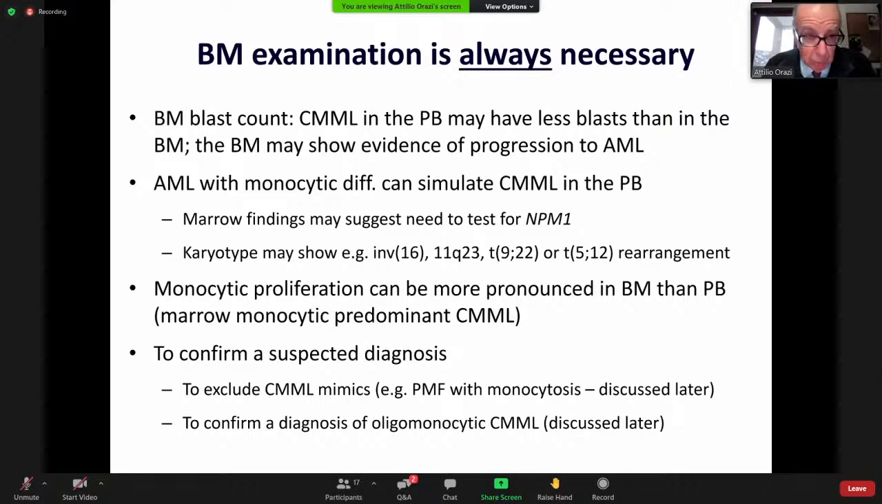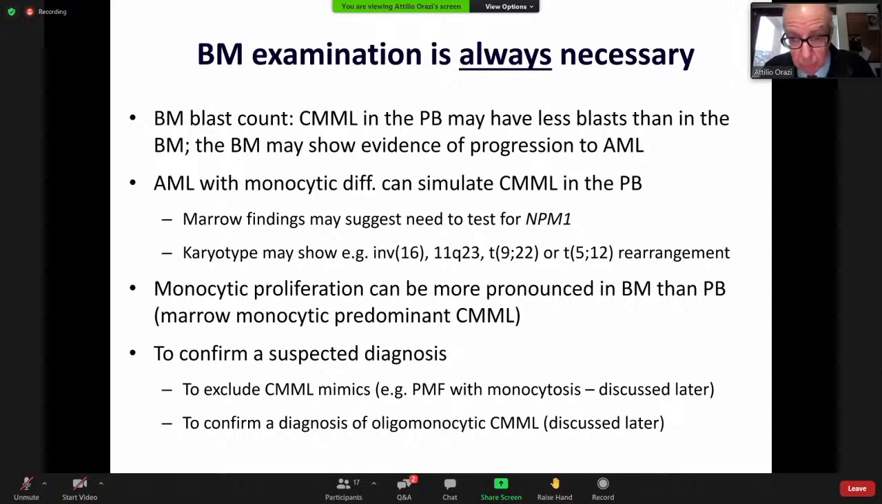This is important also because AML with monocytic differentiation, what we used to call in the past M4, M5, can simulate CMML in the peripheral blood. Because in the peripheral blood, the monoblasts and promonocytes, whatever you call the mature ones, were mostly promonocytes really, and they can look like monocytes sometimes. And when you do the marrow, you really get scared because the marrow looks definitely like an AML. The marrow finding may suggest the need to test for NPM1, for example. So if you don't do the marrow, you won't do it.